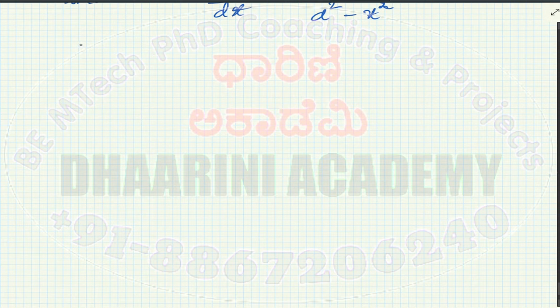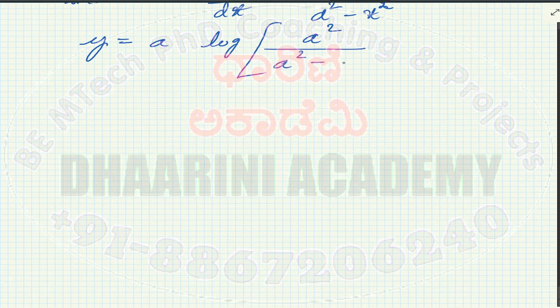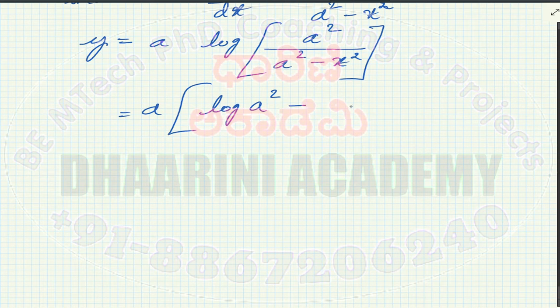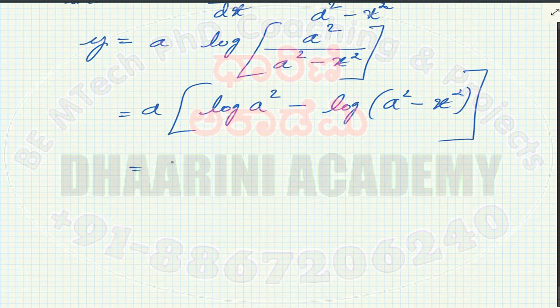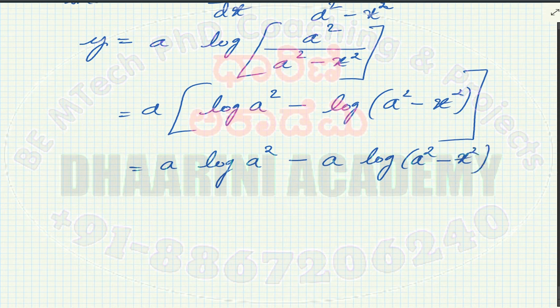So we start with the y. They have given y is equal to a into log of a square divided by a square minus x square. Since this is a log function, I can actually expand this. This is a into, first you get log a square. Next, since the denominator is going to be a negative log, this is minus log of a square minus x square. Alright, so this can be written as a into log a square minus a into log of a square minus x square. Okay, so this is nothing but the given y.